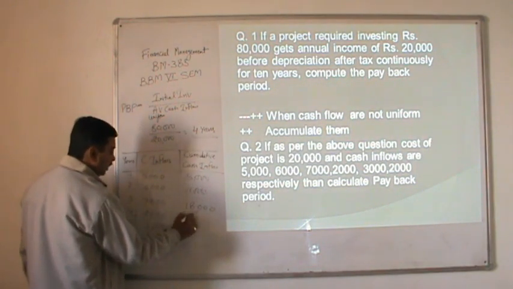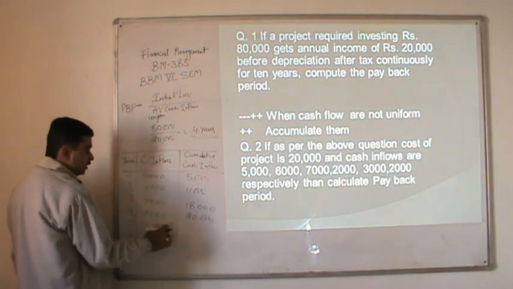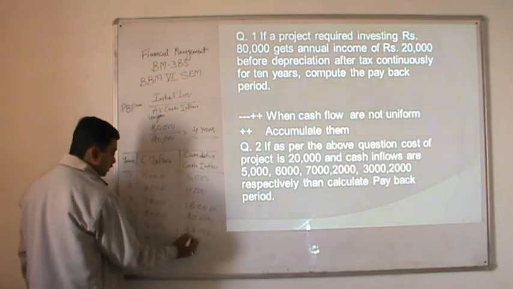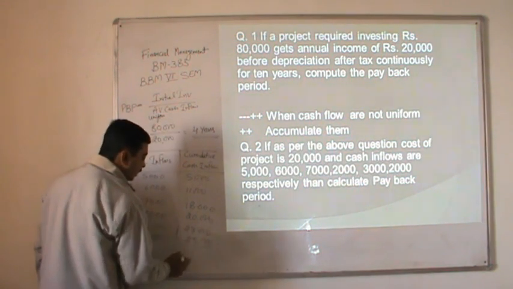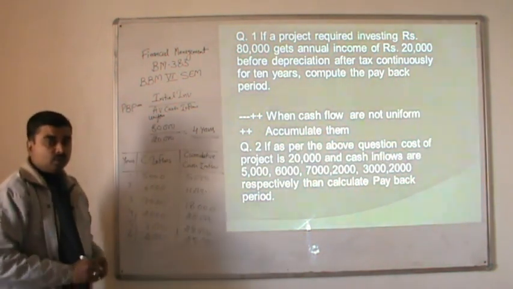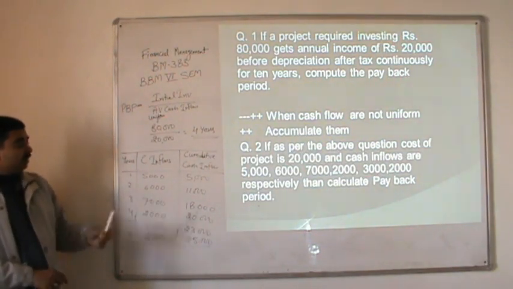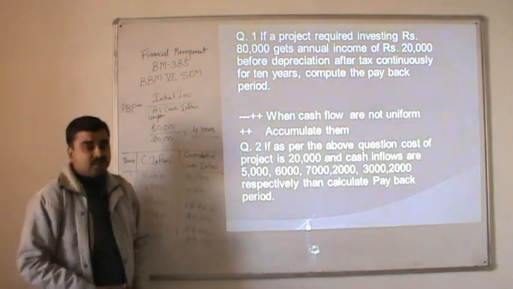In the fourth year we are getting 20,000, so 18 plus 2. In the next year 20 plus 3, 23,000. And in the last year we get 25,000 rupees total as a cash inflow. So when we calculate that, we are getting this much amount, now we have to compare it with the project cost, that is 20,000.